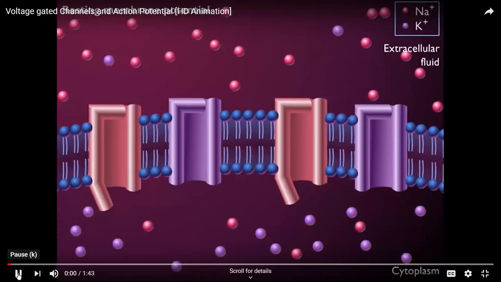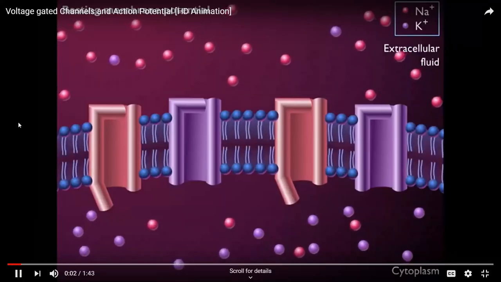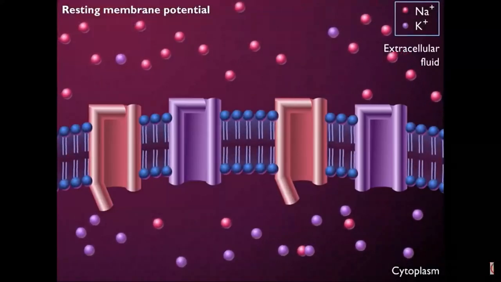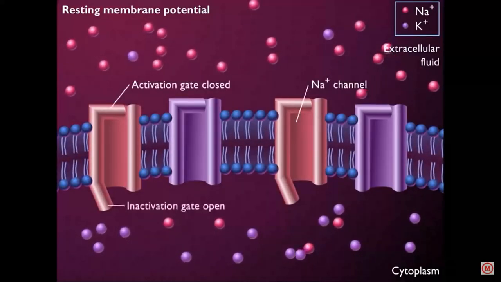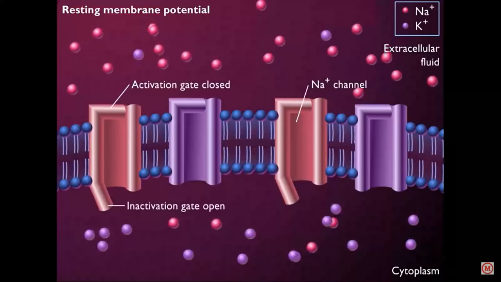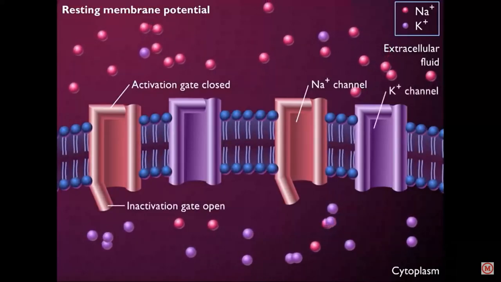All right, let's listen. When the cell membrane is at its resting membrane potential, the activation gates of the voltage-gated sodium ion channels are closed and the inactivation gates are open. Voltage-gated potassium ion channels are closed.